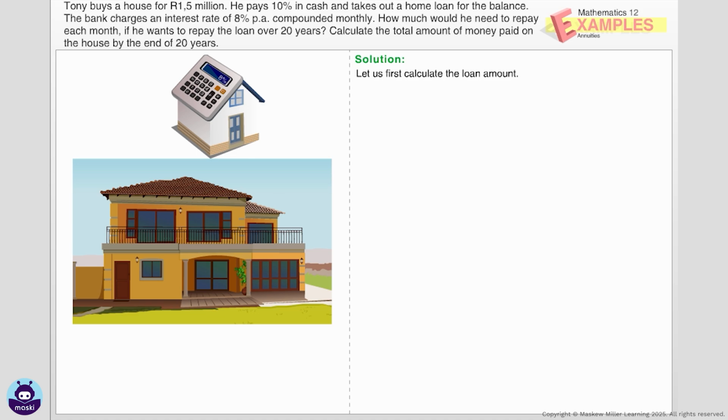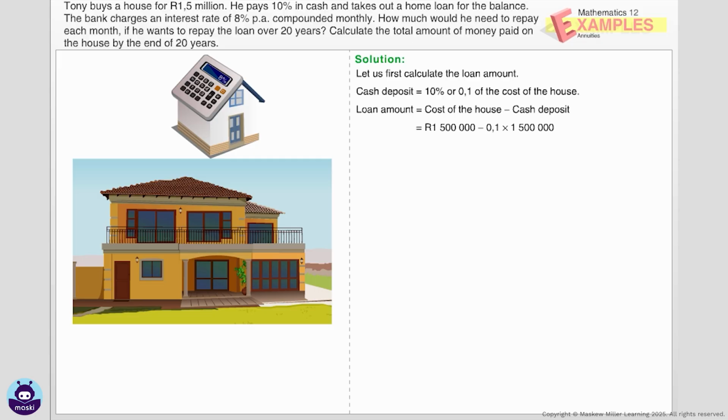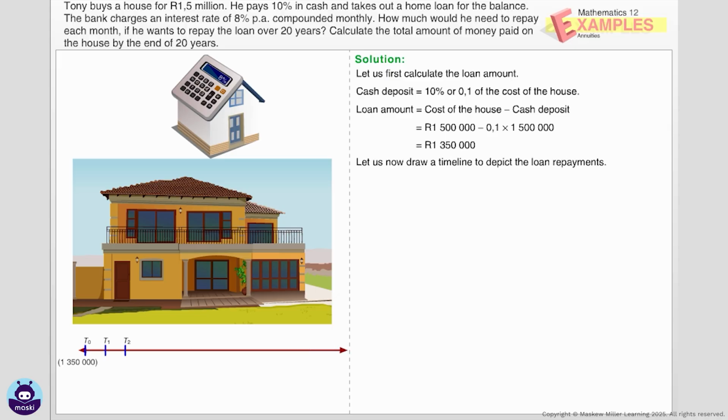Solution. Let us first calculate the loan amount. Cash deposit equals 10% or 0.1 of the cost of the house. Loan amount equals 1,350,000 rand.